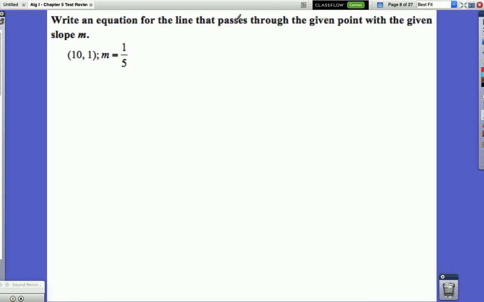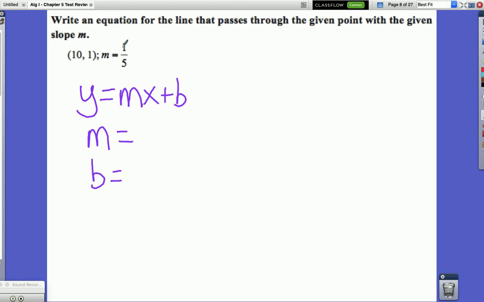Write an equation of a line that passes through the given point and has the given slope. So again, anytime you're asked to write an equation, y equals mx plus b, m equals, and b equals. So this one, it gives us the slope of 1 over 5. We would know the y-intercept if the x is 0, so now we have to use this point. This point has an x and a y. The x is 10, the y is 1.